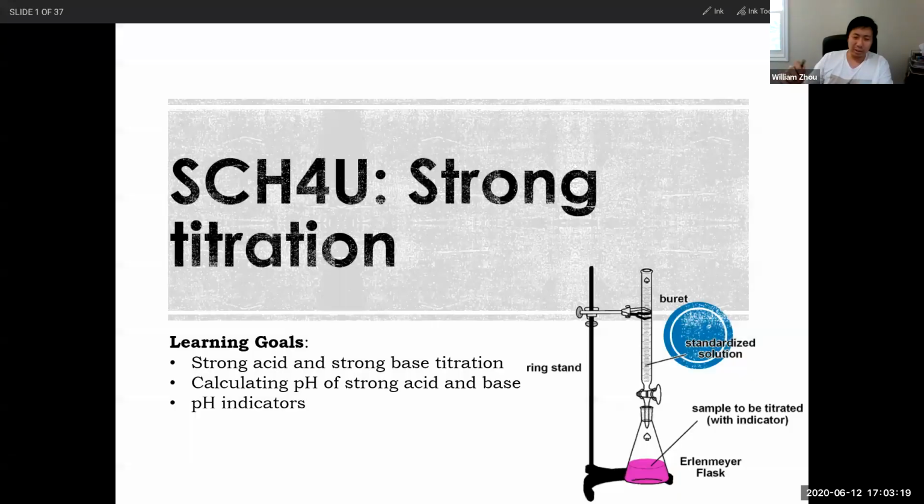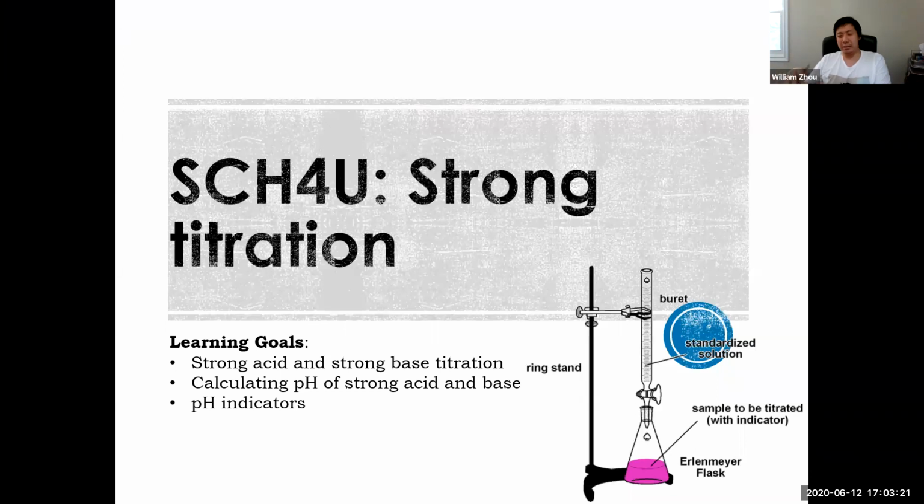So the topic for today is titration, specifically strong acid with a strong base. I titled this strong titration because there's another lesson later called weak titration, that is a strong acid with a weak base or a weak acid with a strong base. Now this one today, all the acids and bases are strong. So that means it is 100% ionized. We don't have to deal with equilibrium.